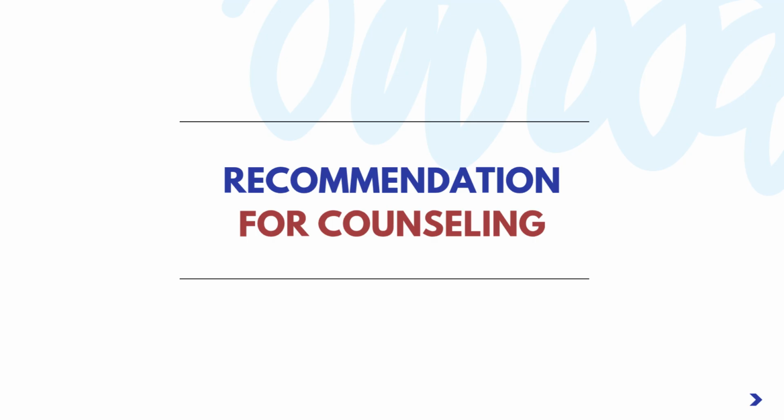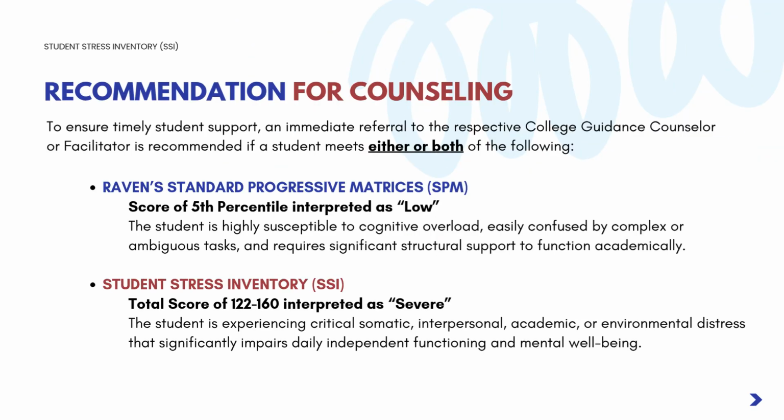Now, you might be wondering, how do we decide when a student needs a well-being check-in? Let's discuss the recommendation for counseling. To ensure timely student support, an immediate referral to the respective college guidance counselor or facilitator is recommended if a student meets either or both of the following. 1. An SPM score at the 5th percentile, interpreted as low, and 2. An SSI total score between 122 and 160, interpreted as severe.